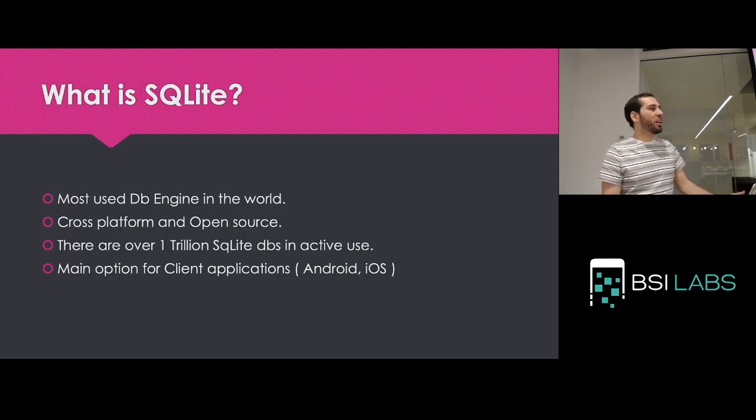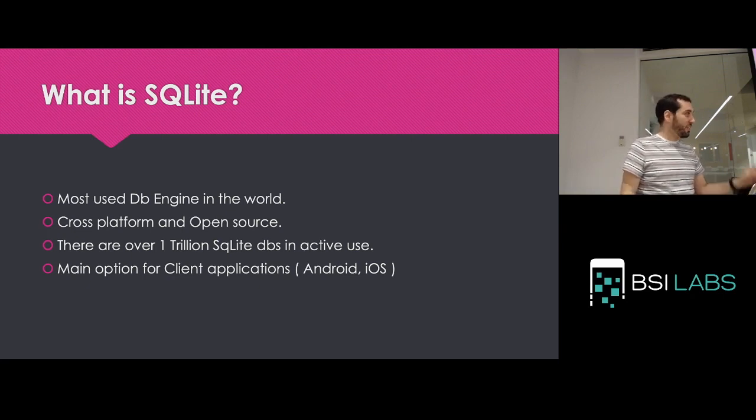So I'm going to start by explaining how most client applications deal with databases. Especially on mobile applications, we rely a lot on SQLite. SQLite is the DB engine that is most used in the world. It's cross-platform. You can spin it up on basically anywhere you want. It's also open source. You can find the binaries and the C code at sqlite.org.